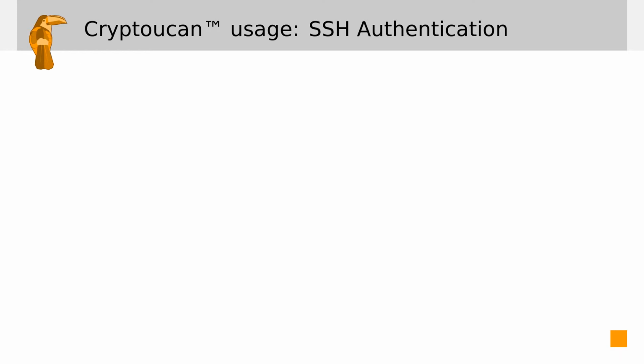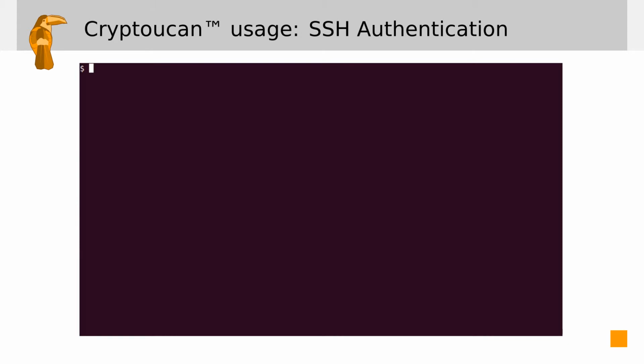In order to use Cryptoucan for SSH key authentication, you need to use gpg-agent as your SSH agent. As gpg-agent is always running with SSH authentication enabled, all you need to do is to set the SSH_AUTH_SOCK environment variable to the SSH authentication socket of the running gpg-agent. You can do this by using the capability of gpgconf to list special paths on the system. The path name you are looking for is agent-ssh-socket.